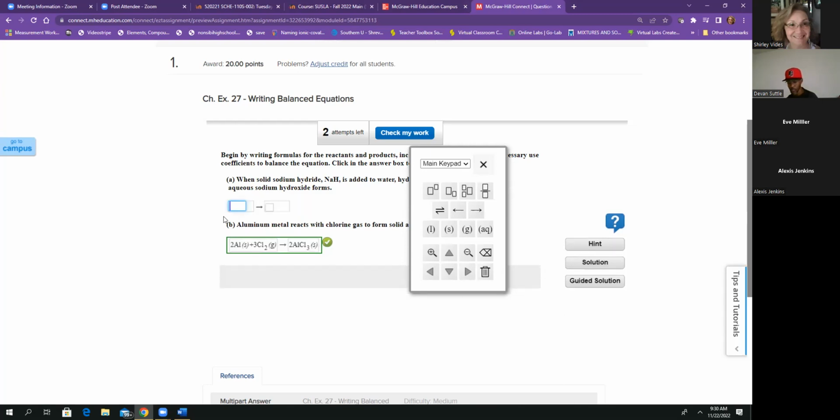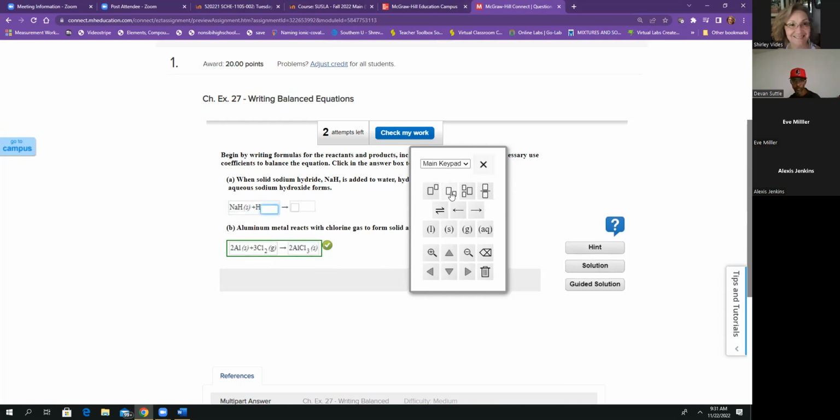Okay, here we go again. NaH solid, it says, right? Plus, so you've got to be careful how you put it. That's water, so H, and then we got the 2, and then we go back up, got the O, not that O, this O, and then we got the liquid. And then that becomes sodium hydroxide, aqueous, plus hydrogen gas, right?